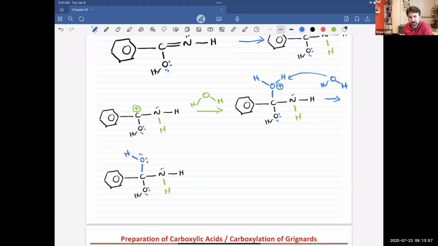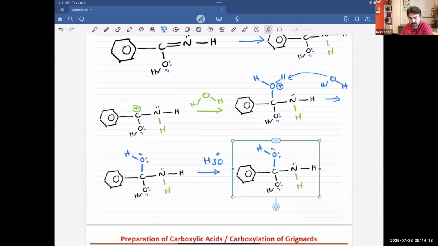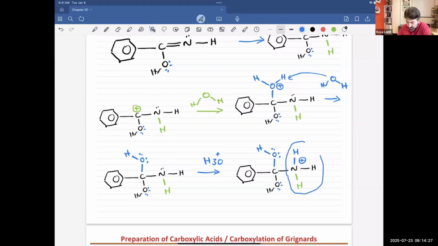Now I know nitrogen is more basic than oxygen, and the solution is acidic. What if we add another mole of acid? Another mole of this acid will protonate nitrogen. But the second you protonate nitrogen, you will have a positive charge on nitrogen. And now that you have a positive charge on nitrogen, nitrogen will turn into a good leaving group. And so I have a positive charge, and this entire piece is going to be a good leaving group.